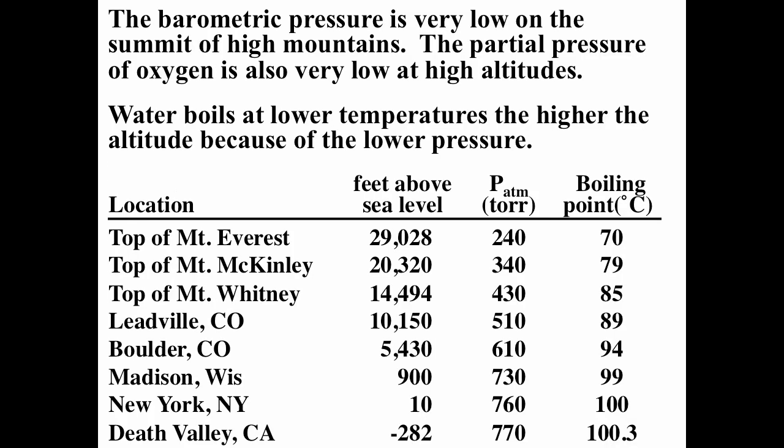And so Mount Everest is 29,000 feet above sea level, and so its atmospheric pressure is 240 torr, whereas New York is about 10 feet above sea level and has atmospheric pressure of 760. Now, we saw previously that a liquid boils when the external pressure equals the vapor pressure. And so notice that the boiling point of water is 70 degrees Celsius on Everest, but it's 100 degrees Celsius in New York at sea level.